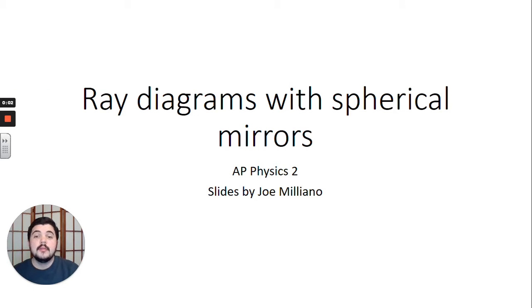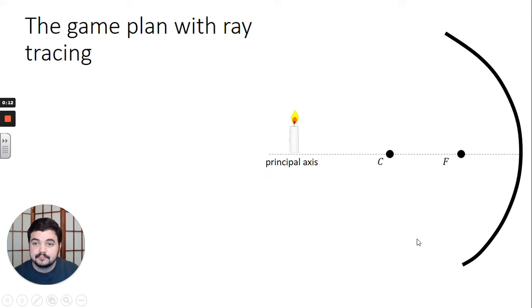In this video, we're going to be talking about ray diagrams with spherical mirrors and using those to describe some of the bizarre reflections, the bizarre images that curved mirrors can create. So here's our game plan with ray tracing. We're going to be drawing in a lot of representative light rays to get an idea of where the reflection of this candle is going to be in our spherical mirror.